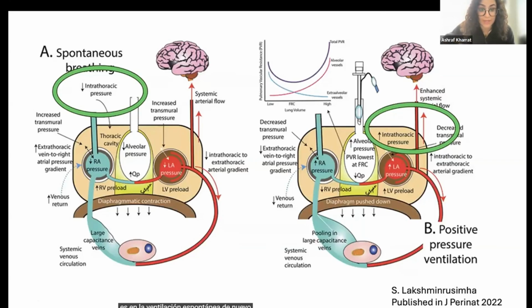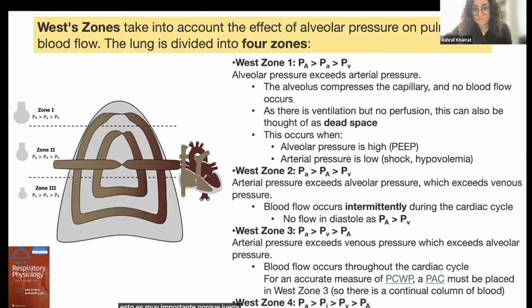Again, this is very important because it plays a role in hemodynamics. So this happens on a global lung level, but the lung, again, is not homogeneous. And sick lung is not homogeneous, of course. Different parts of the lung can be affected in different ways. And this was really nicely illustrated by West. I put the book on the bottom left there. It's West Respiratory Physiology. It's like mandatory reading for critical care people. Everybody should have a copy of this.